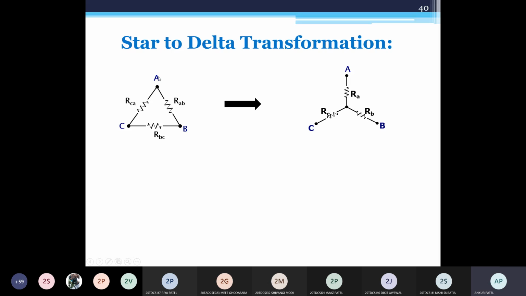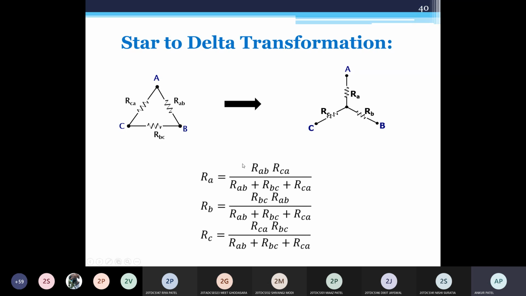So these are the delta connections A, B, C with RAB, RBC, RCA, which are being converted into RA, RB, and RC. The equation can be written as, for RA: RA equals RAB into RCA divided by RAB plus RBC plus RCA.